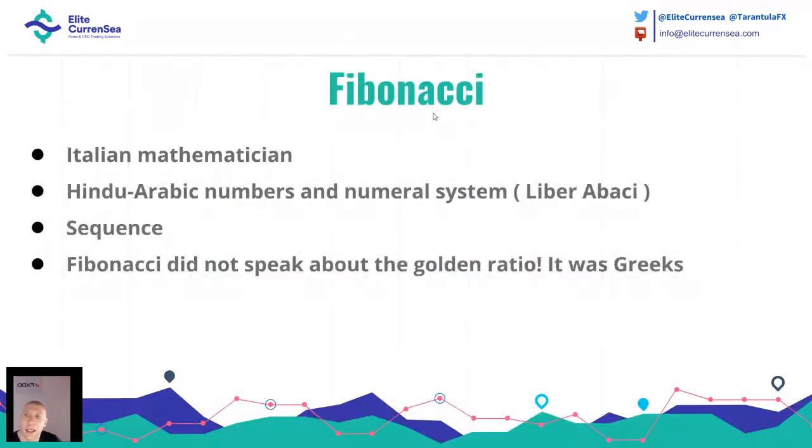Fibonacci was an Italian mathematician. He basically presented the Hindu-Arabic numeral system in his Liber Abaci to the Western world. Also, he did a sequence of Fibonacci numbers, but have in mind that contrary to popular opinion, Fibonacci did not speak about the golden ratio. Basically, who spoke about the golden ratio were the Greeks. So Greeks were actually speaking about a golden ratio of 61.8.